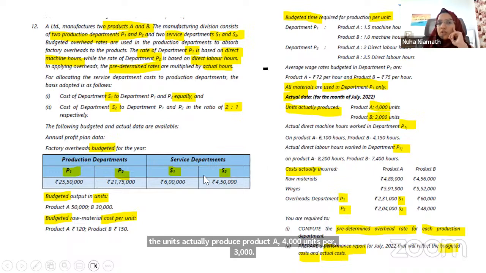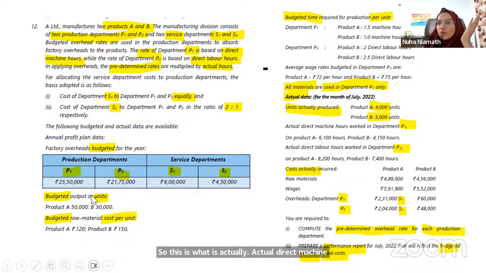Actual direct machine hours. So this was budgeted. They wanted to produce 50,000 units. But is it the 50,000 for the year? Please note this is for the year. And when you take the month, they have given it for the month. Actual data that units have been produced is 4,000 units and 3,000 units.